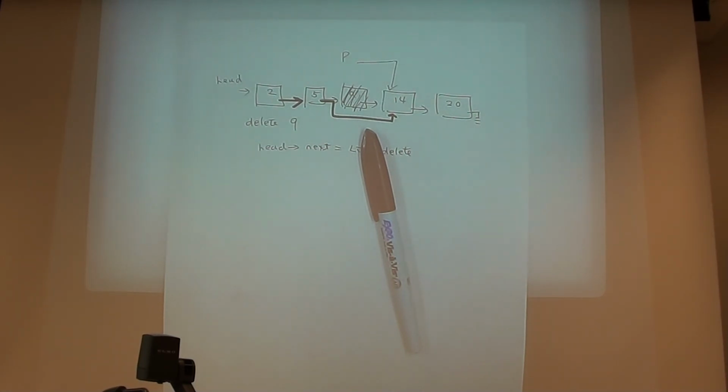Yes, please. If we have say two value 9s in our list, this function cannot delete both. This function does not delete both. It will delete only one. And which one does it delete?